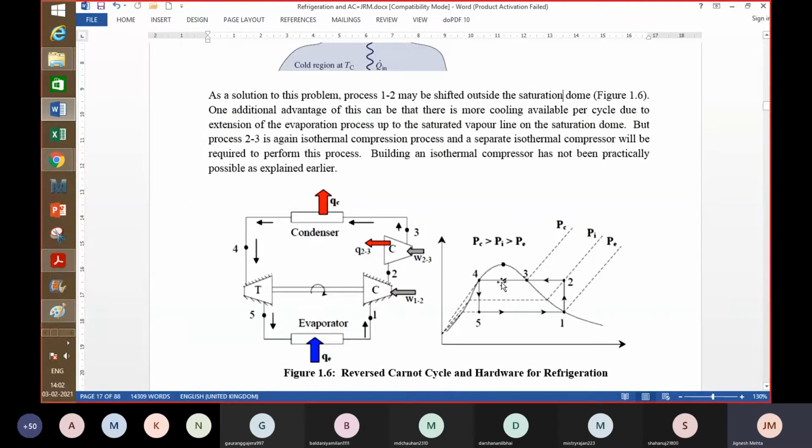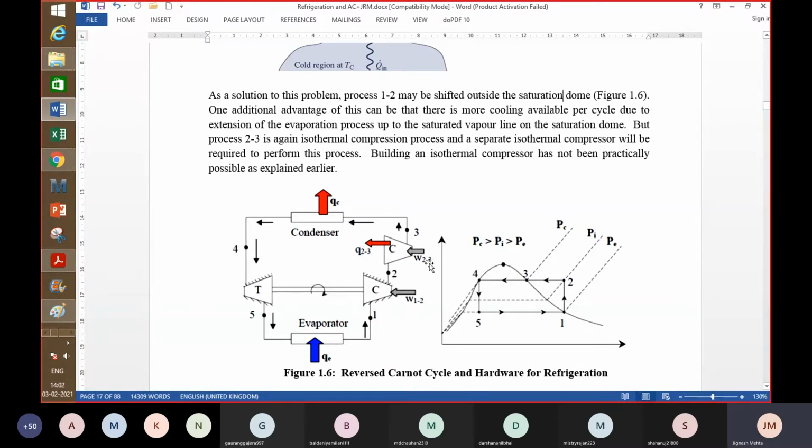And then 3-4 is not much of a problem. You can use a condenser, which is a heat exchanger. You condense the working fluid, you reject heat to the ambient, and it can get condensed. Right? This is saturated vapor, and it gets condensed, starts converting into liquid. It fully becomes liquid at point 4. So it is saturated liquid at point 4, and then you expand it.